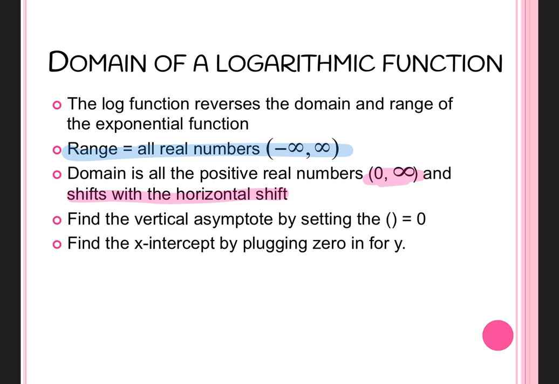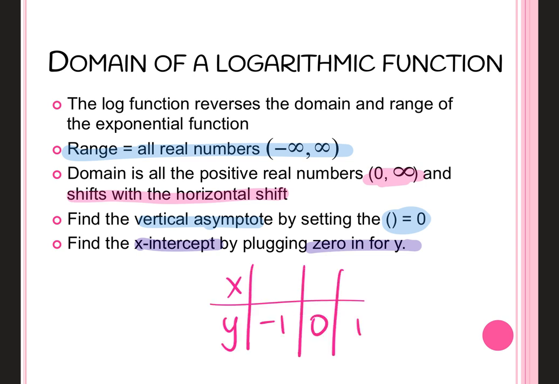We're going to find the vertical asymptote by setting the parentheses equal to 0. And we're going to find the x-intercept by plugging 0 in for y. So the biggest difference is that we are going to actually plug in for y this time. We're going to convert it to exponential. The exponent will now have the y in it, and then we're going to plug in for the y instead of the x.